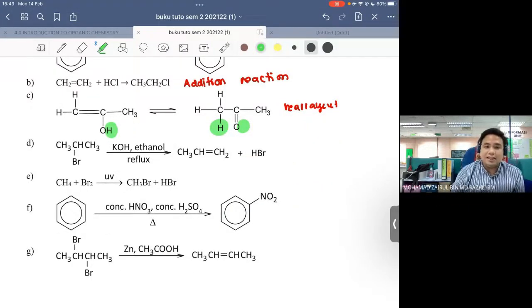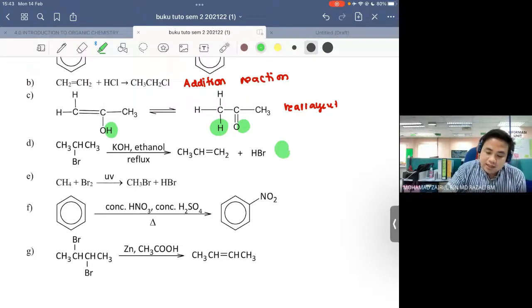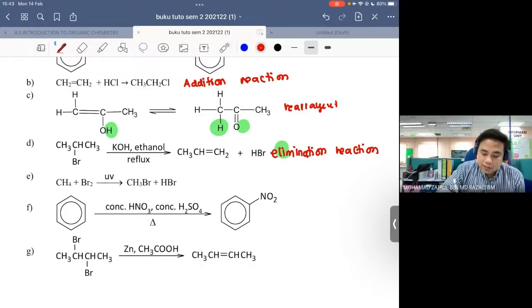Yang D? Elimination, sir. Yes, correct. D is elimination. Sebab apa? Sebab kalau expandkan structure reactant itu, kita ada semua single bond. And then kita tengok produk dia double bond. So single bond to double bond itu adalah elimination.